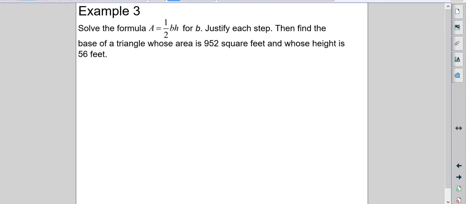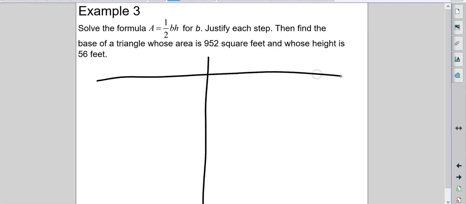All right, solve the formula A = 1/2 bh for b. Justify each step. All right, so I have A = 1/2 bh. That's given. Now, I'm trying to get b by itself, so I'm going to circle this. What is attached to the b? Well, a 1/2 and an h. You choose what you want to get rid of first. I'm going to choose to get rid of the 1/2.